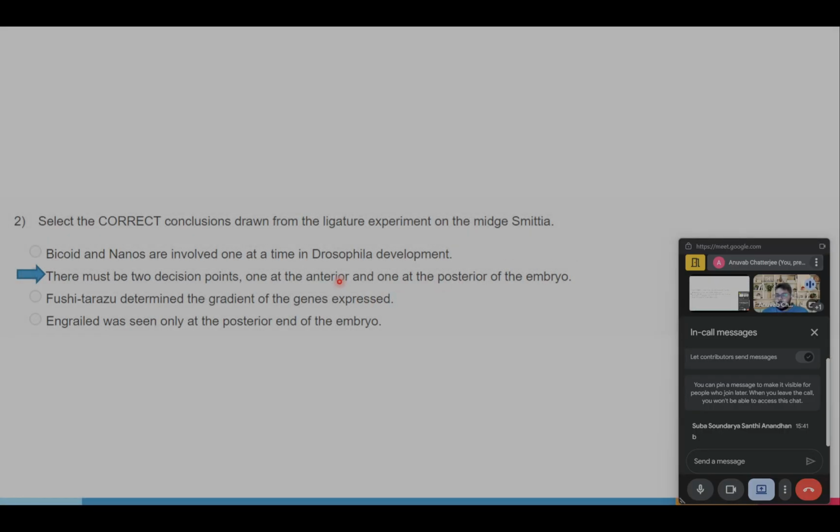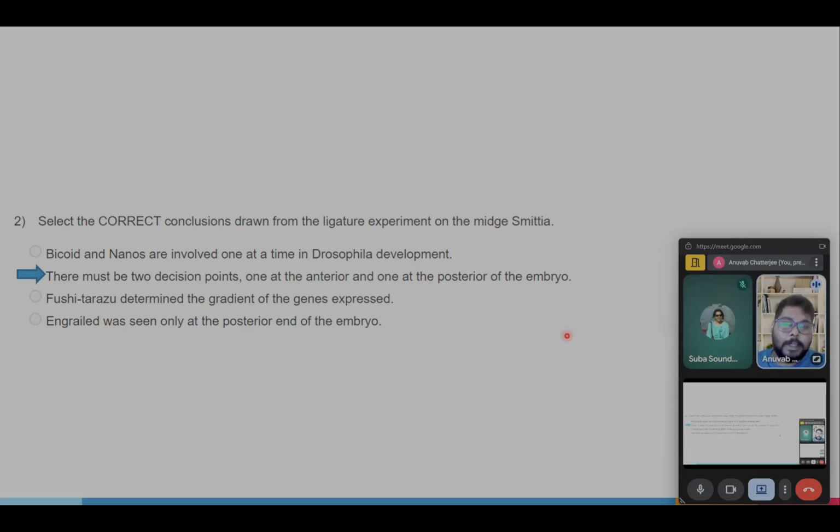So the answer to the question, what are the conclusions? The conclusions are, there are two decision points, one at the anterior and one at the posterior of the embryo, which help in patterning the entire embryo. Okay, so that one was easy. We move on.